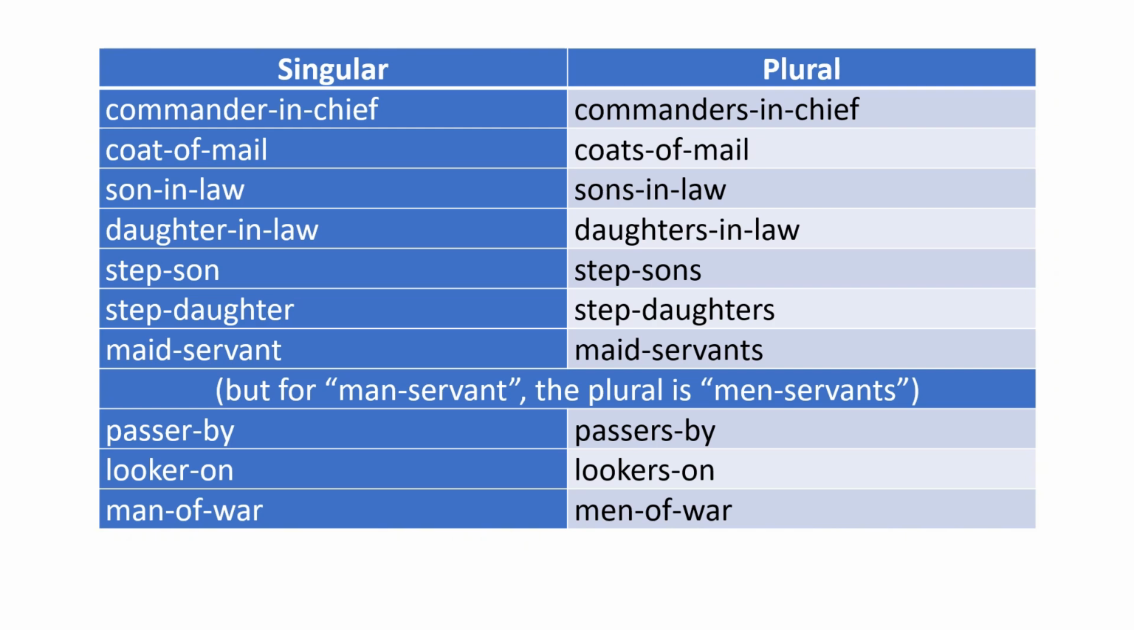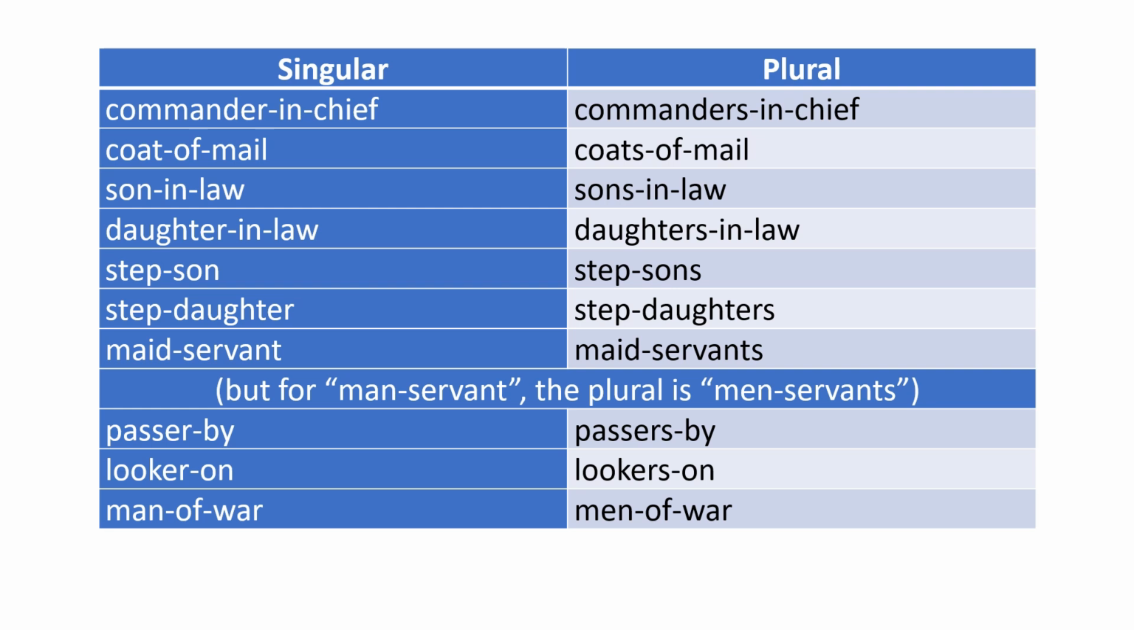Court of mail. Courts of mail. Court is the principal word, and therefore we added s to courts. Court becomes courts. So courts of mail. Son-in-law. In son-in-law, son is the principal word. Therefore we added s to son and it becomes sons-in-law. Daughter-in-law. Daughter is the principal word or the main word, and therefore we added s to that.